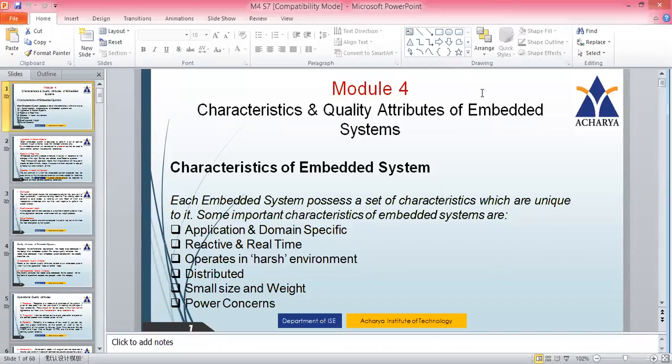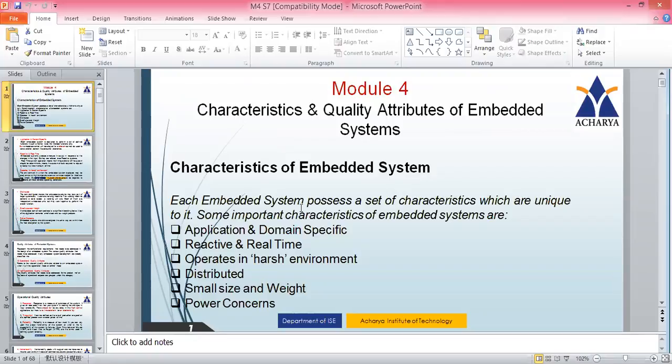We will start module 4. Here we'll be discussing the characteristics and the quality attributes of embedded systems. Like any other systems, even embedded systems, we do find out their characteristics. We do find out some of the quality attributes, and we'll fix up the issues and make it perform better. So let's start with the characteristics of embedded systems.